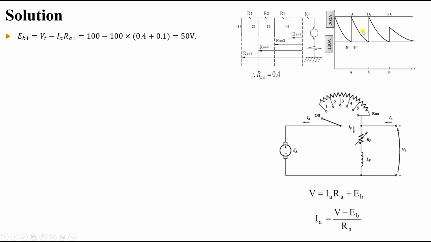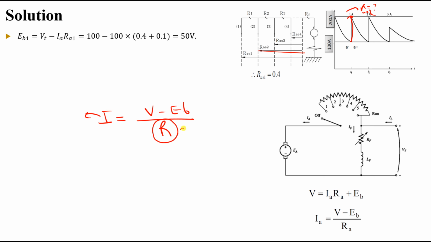Now at this specific point when we have E back equal 50, I would like to make the current go up again to 200 amperes. So the current will be V minus E back divided by the resistance. So I will get the new resistance right now. Our current will go from 100 to 200 by removing a resistance. So I would like to know at this point what is the new R. What is RE2? This resistance.